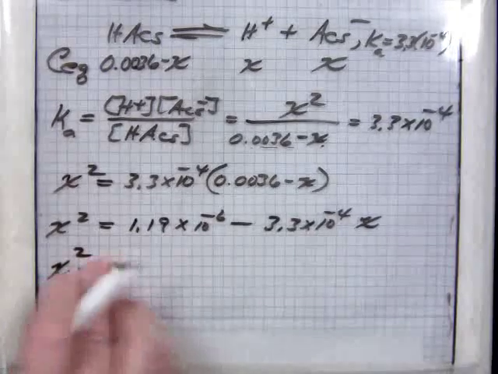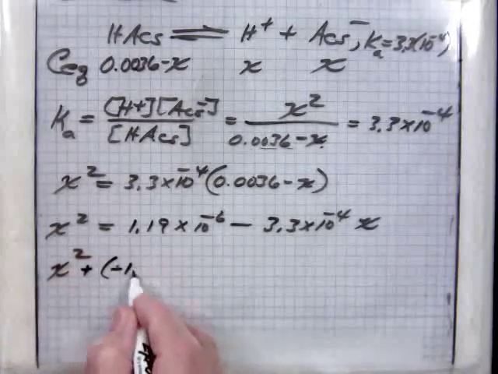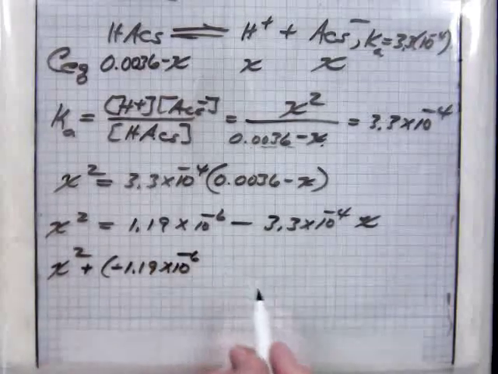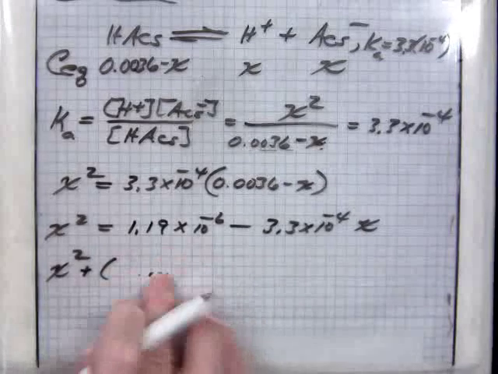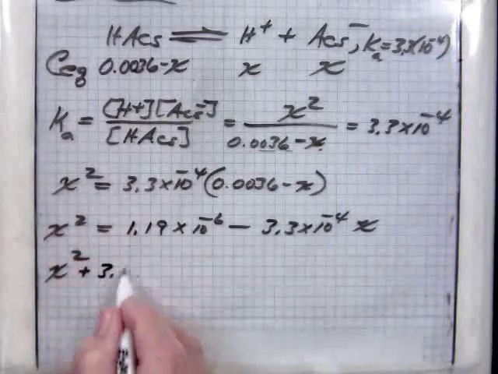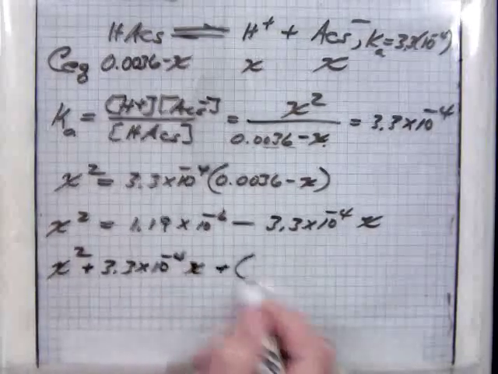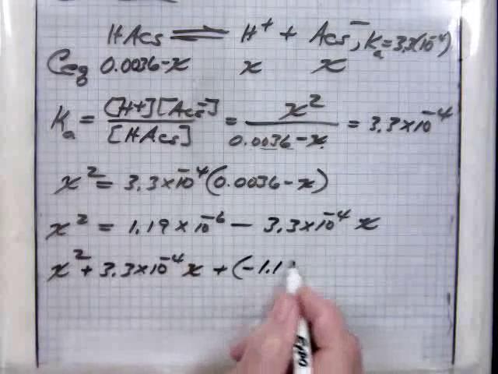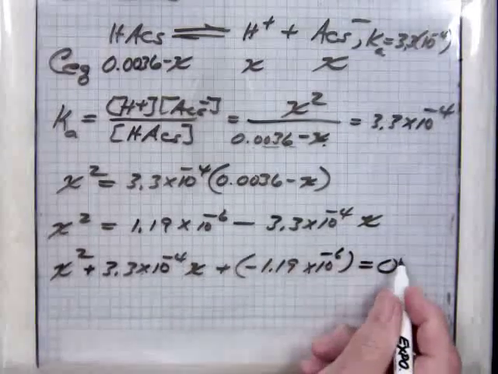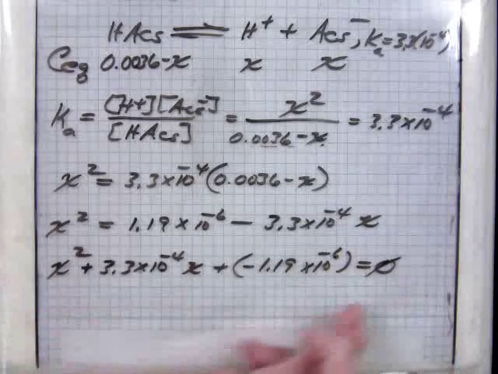I'm going to do this a little bit differently, to emphasize certain things. Wait a minute, this would go over as a plus 3.3 times 10 to the minus 4 x, plus a minus 1.19 times 10 to the minus 6. That's what I want to do. And all of that equals 0. And so you see the polynomial.